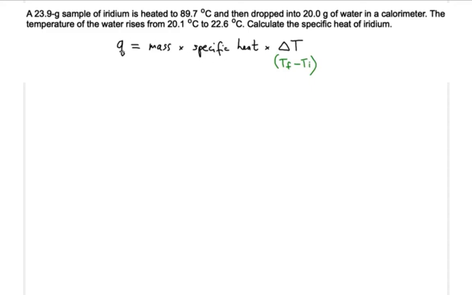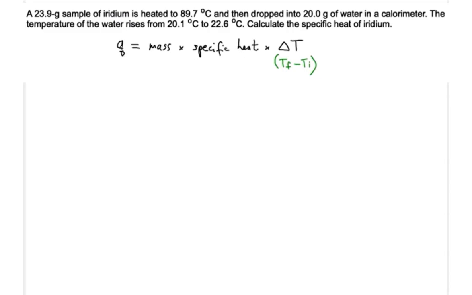But we don't know how much heat was lost from iridium, right? We know there's a certain heat associated with its initial temperature of 89.7. So a certain amount of heat is lost from iridium and gained by water, because this heated iridium is dropped into a 20-gram sample of water. So however much heat the water gains is going to be the same amount of heat that is lost by iridium, and that will be the Q value that we're going to use to solve for specific heat.